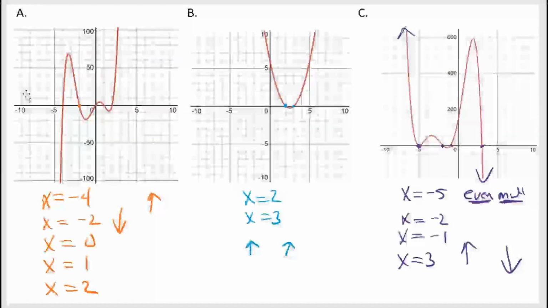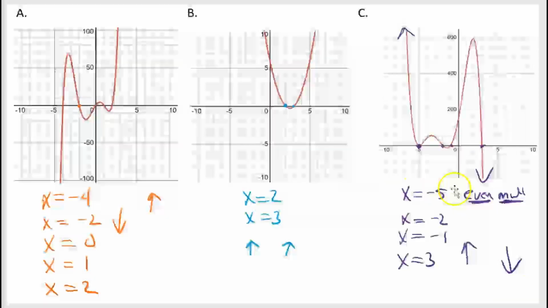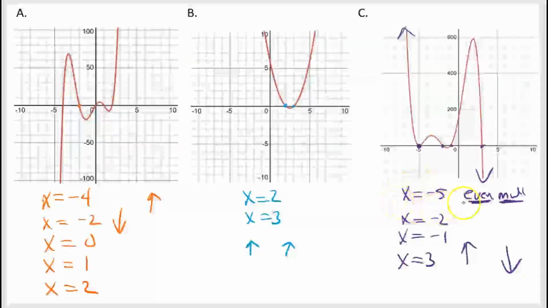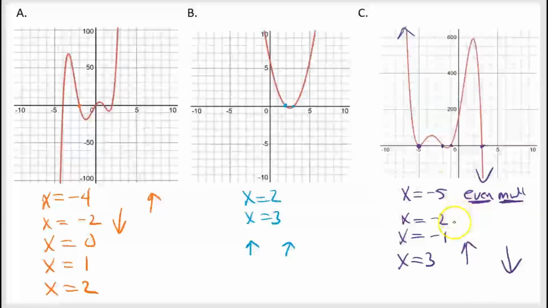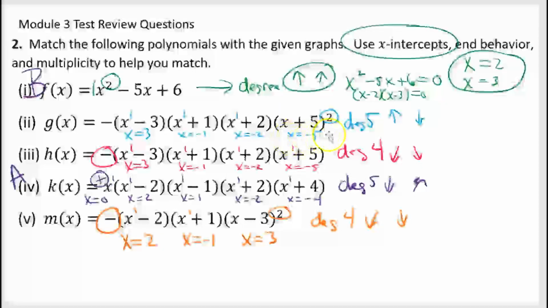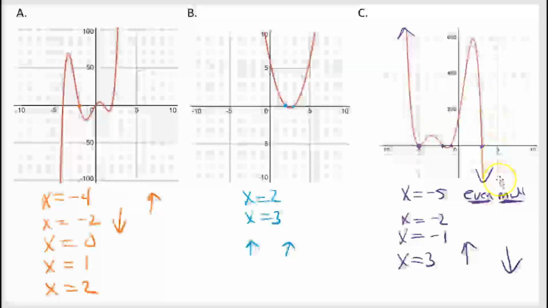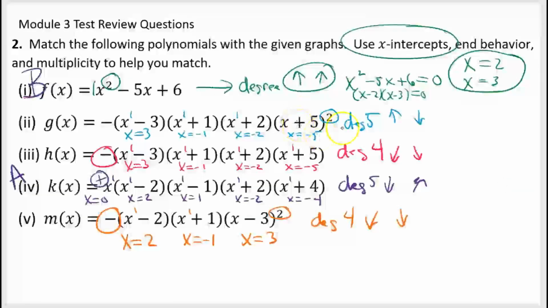Now C, notice the left side's up and the right side's down. -5 has even multiplicity, so it shows up twice when we find our x-intercepts. We also have -2, -1, and 3. Let's see what we can do with that. Okay, look at there. I've even got it circled on number 2, -5, and I didn't write down it had multiplicity of 2, but it does because it's really x plus 5 twice. And then we're up on the left and down on the right. Let's go check again. I'm up on the left and down on the right. Yeah, that's C right there where you have x plus 5 squared.